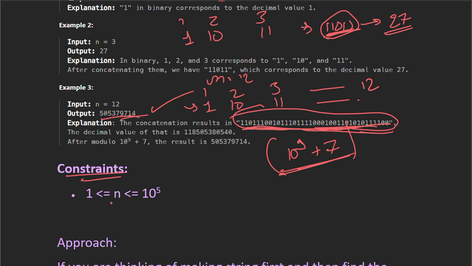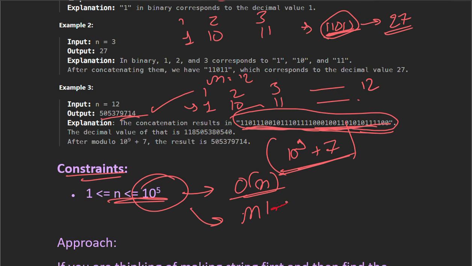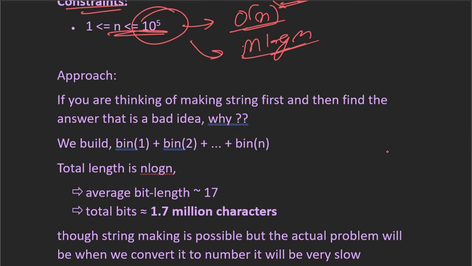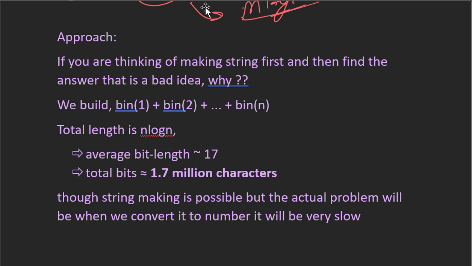So if you'll see the constraints, n can be up to 10 to the power 5. So either we can think of some approach which will be O(n) or O(n log n), right? These two approaches will be working. So let's see our approach.